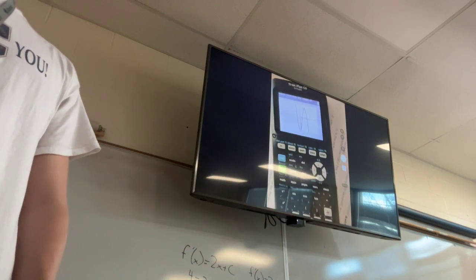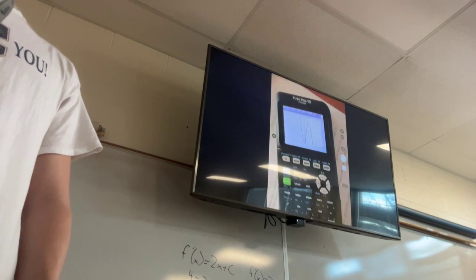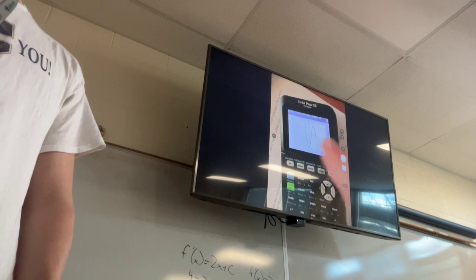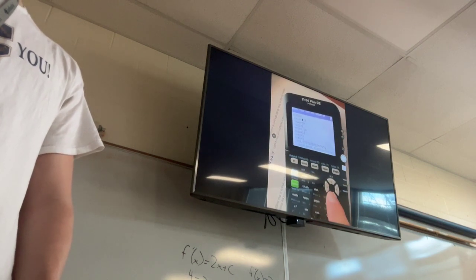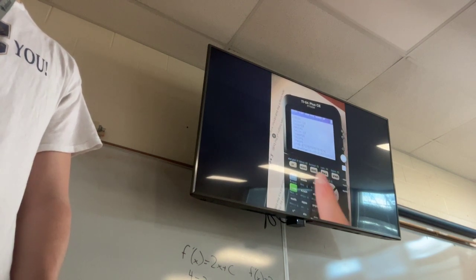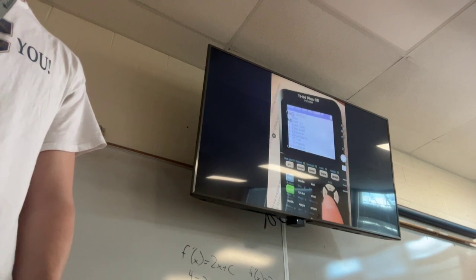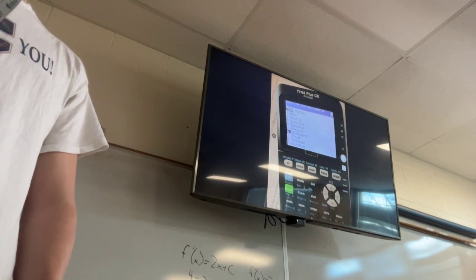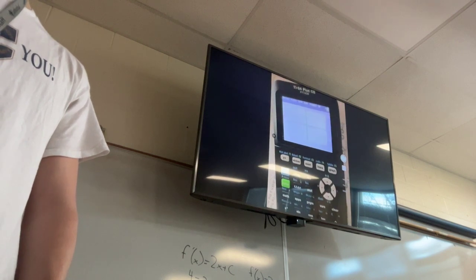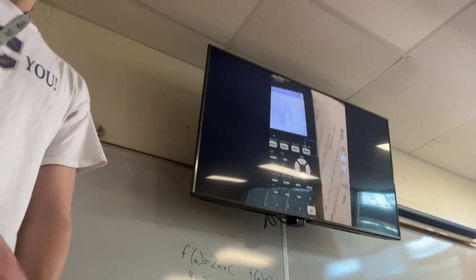Little refresher, how do I make sure my window looks nice and pretty? So you can do it quick. You can do window, make sure negative 10, 10, negative 10, 10, or I can do what? I can hit the zoom key, and I can select Z standard. Okay, all right. Where are my zeros on this graph?